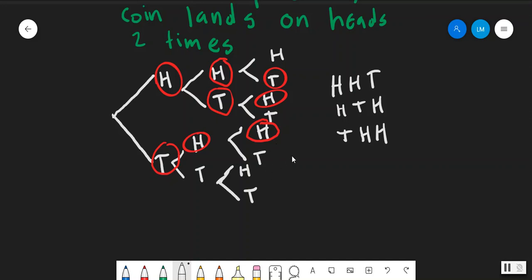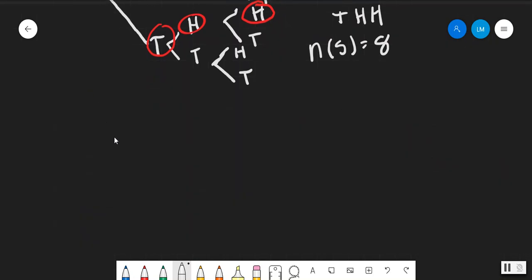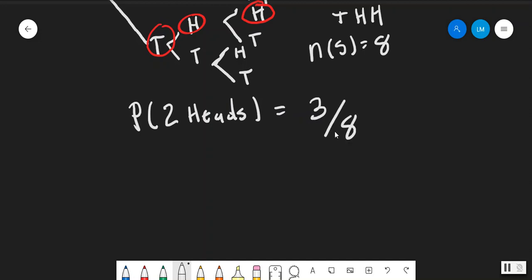Now, if we go about counting how many different outcomes there are, note that if you count from here, 1, 2, 3, 4, 5, 6, 7, 8, you have that there's a total of 8 outcomes. So what that means is that the probability that the coin lands on heads 2 times, so the probability of 2 heads, is equal to 3 out of 8.